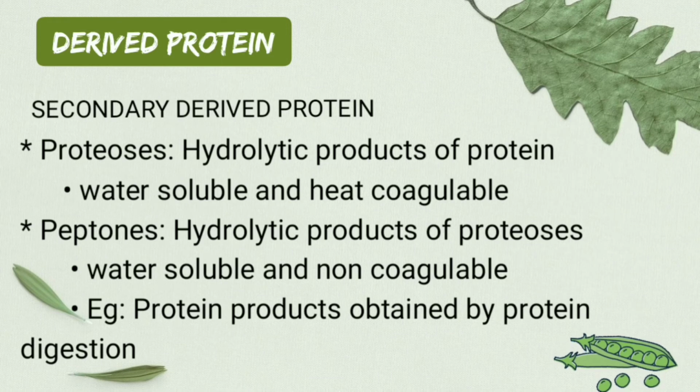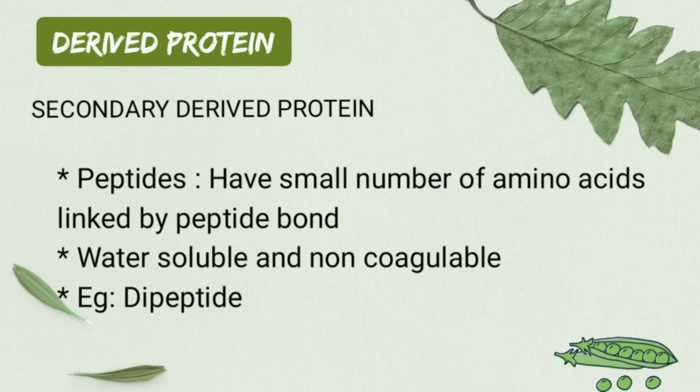Proteoses are the hydrolytic products of protein. They are water soluble and heat coagulable. Peptones are the hydrolytic products of proteoses and they are water soluble and non-coagulable by heat. Example, products that are obtained by the digestion of protein in the body. Finally, peptides. Peptides contain small number of amino acids linked together by peptide bond. They are water soluble and non-coagulable by heat. Example, dipeptide.